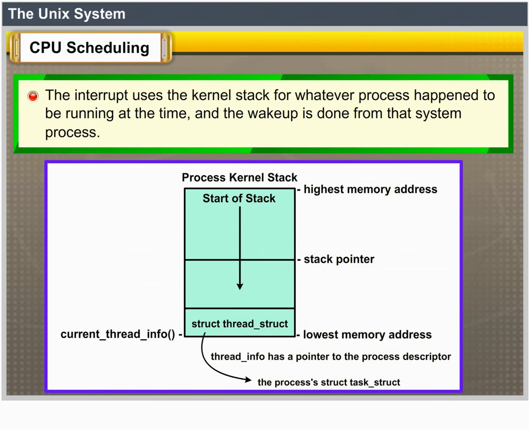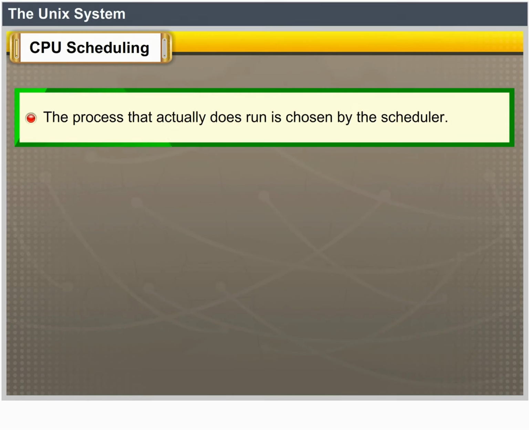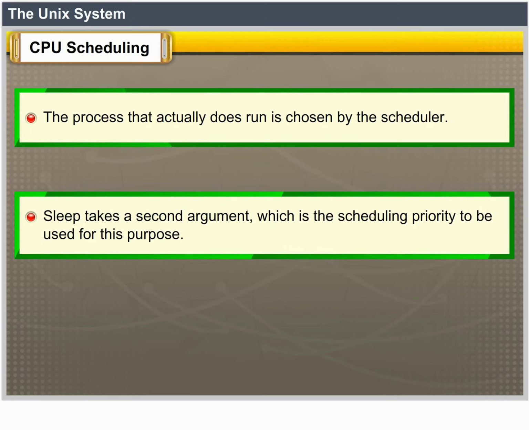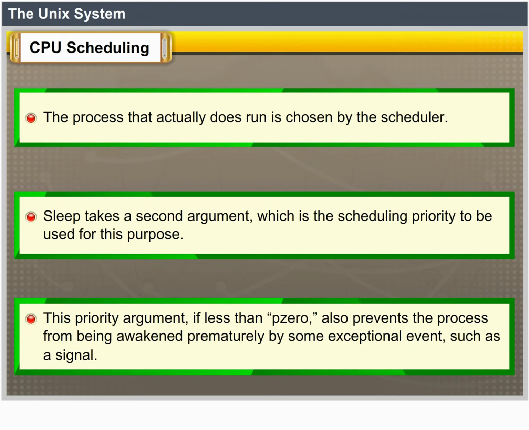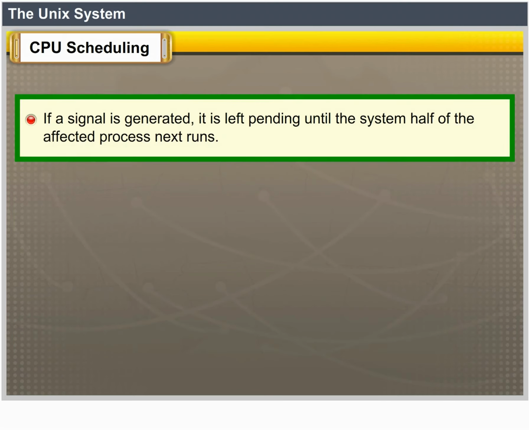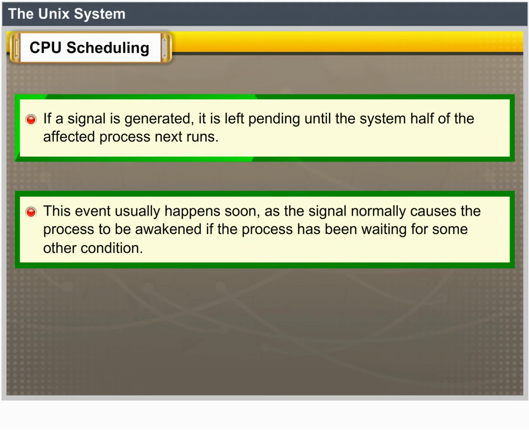The process that actually does run is chosen by the scheduler. Sleep takes a second argument, which is the scheduling priority to be used for this purpose. This priority argument, if less than P0, also prevents the process from being awakened prematurely by some exceptional event such as a signal. When a signal is generated, it is left pending until the system half of the affected process next runs. This event soon, since the signal normally causes the process to be awakened if the process has been waiting for some other condition.